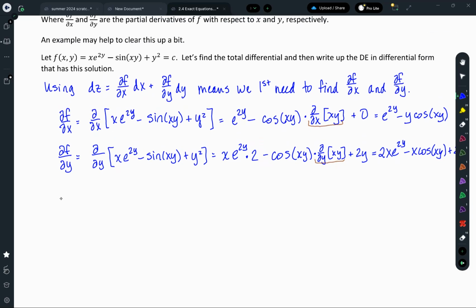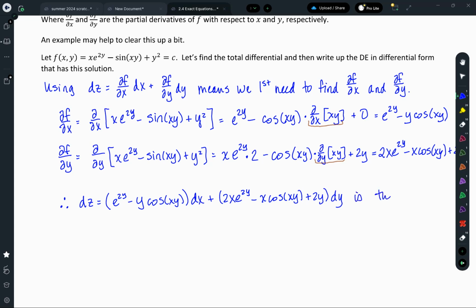And if I want my differential, I can just pop those in. So we will say, therefore, dz is equal to the partial derivative of f with respect to x, in parentheses, e to the 2y minus y cosine of xy, dx, plus the partial derivative with respect to y of f, which will be 2x e to the 2y minus x cosine of xy plus 2y, close the parentheses, dy. And this is the total differential.